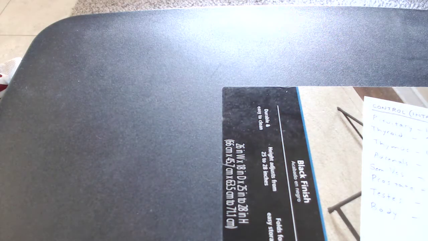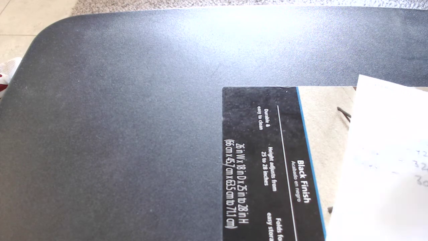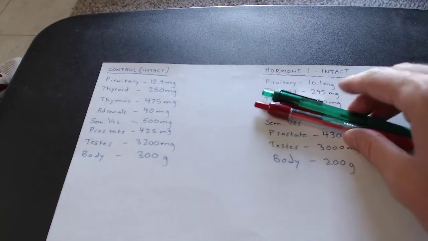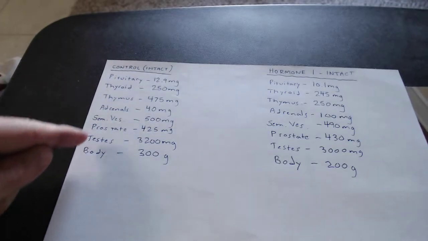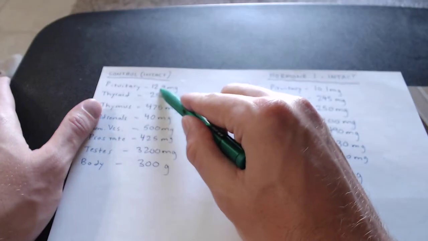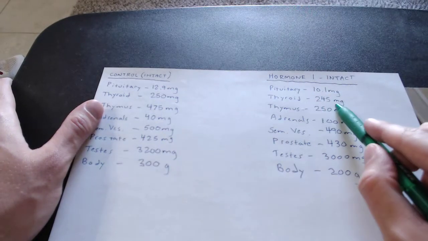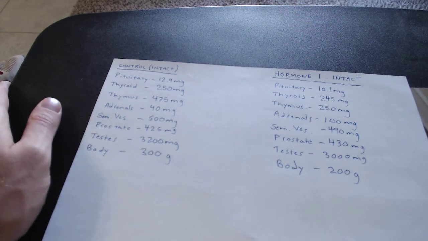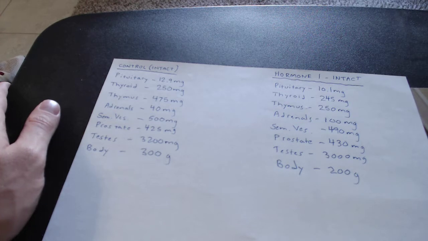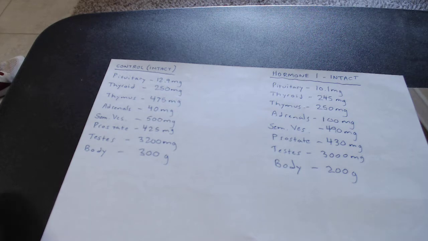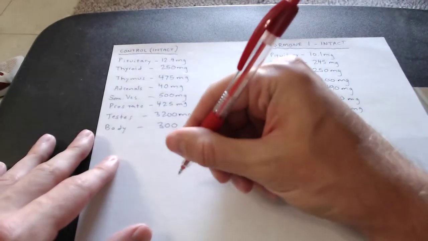What I want to do here is show you how to do these comparisons using the formula that I gave you in the instructions. I wrote down the weights for the control intact rat and the hormone 1 treated intact rat, so that's the first comparison we'll do. You are going to compare this number to this number, and this number to this number, to see how the injection of the hormone affects the masses of these tissues. The equation we use to determine how much something has changed is this one here.